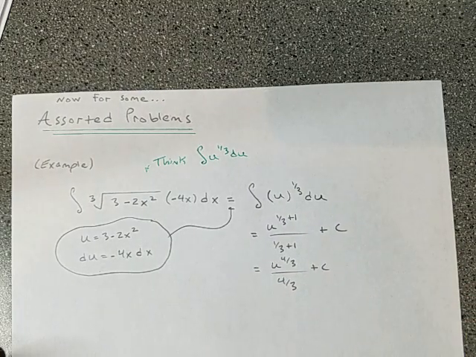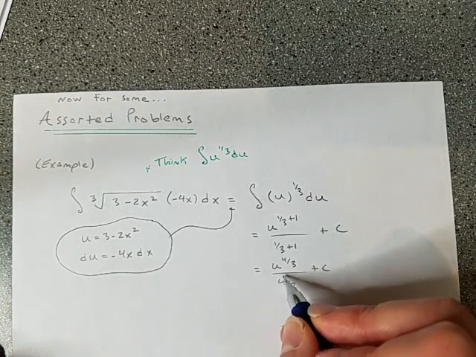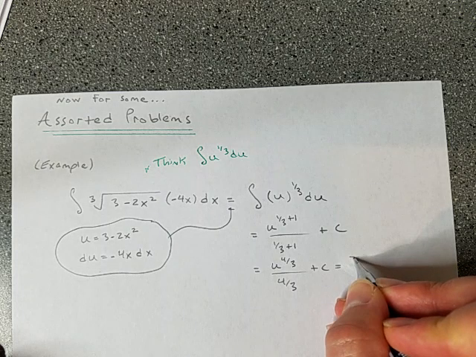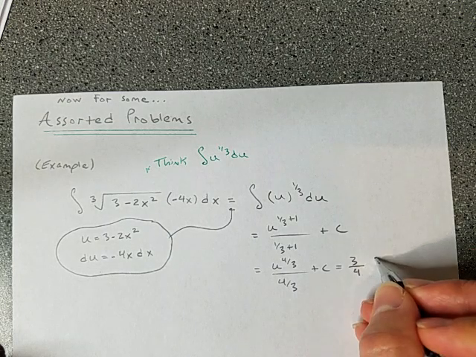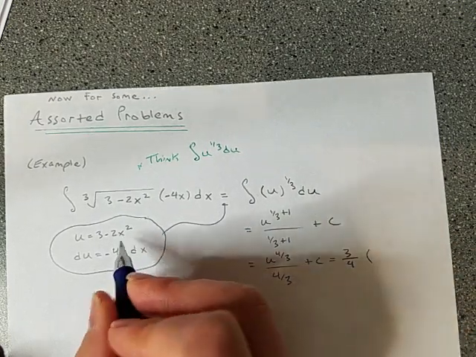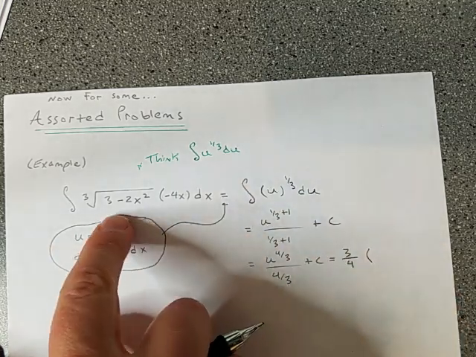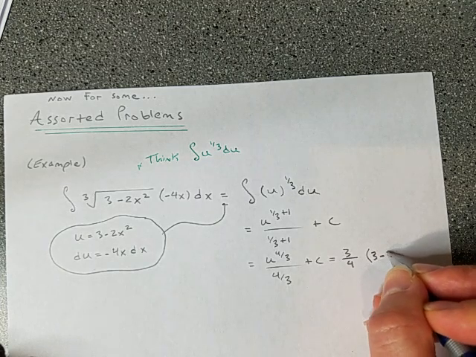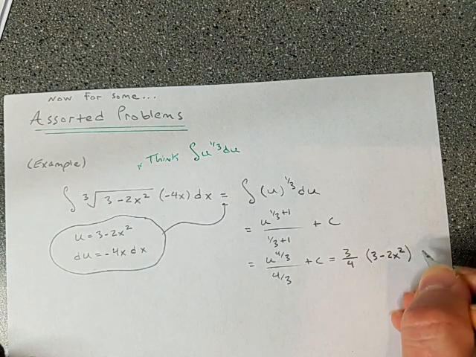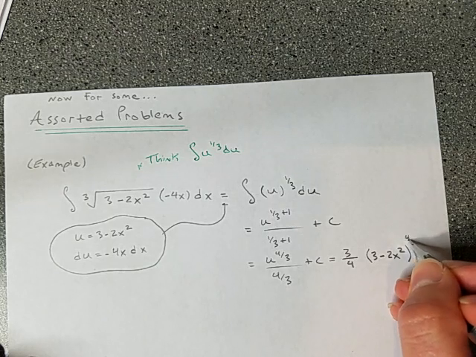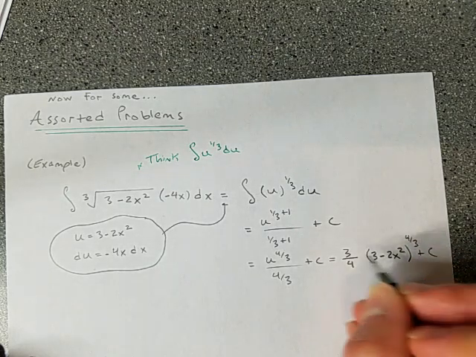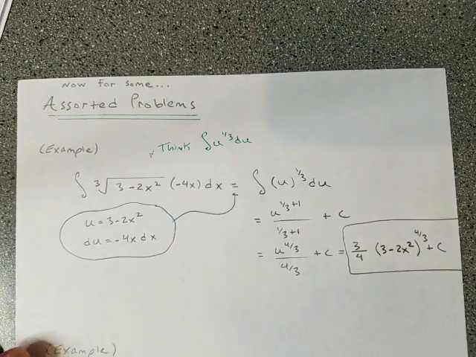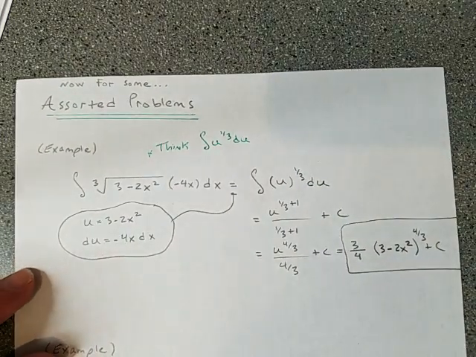So here's what we'll get. Let's do 3/4, dividing by 4/3. That's multiplying by 3/4. So I'm going to write 3/4 u, but now I'm putting my answer in terms of the variable I started with. u is 3 minus 2x squared, so 3/4 times 3 minus 2x squared, okay, to the 4/3 power plus c. Okay, and that is, in the big picture, a fairly easy u substitution problem.